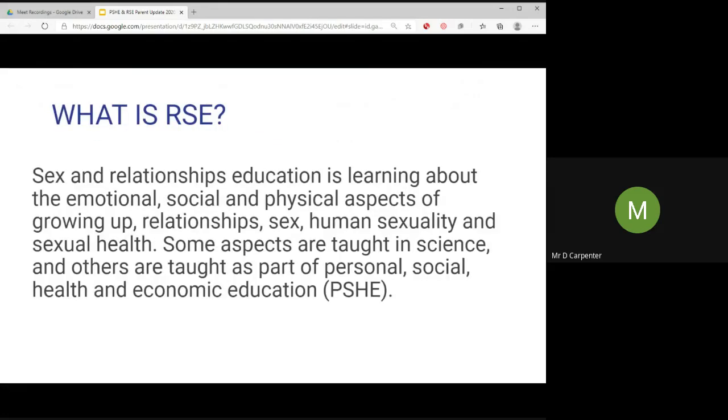Sex and relationships education is learning about the emotional, social and physical aspects of growing up, relationships, sex, human sexuality and sexual health. Some of these aspects will be taught in science and the others are taught as part of our personal, social, health and economic education or our PSHE provision.